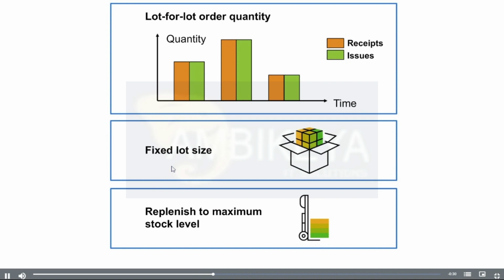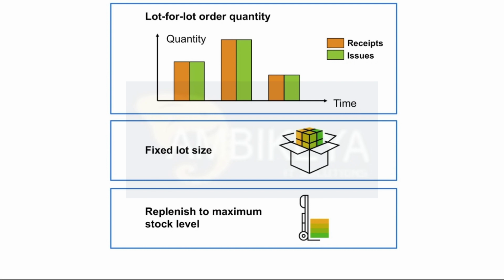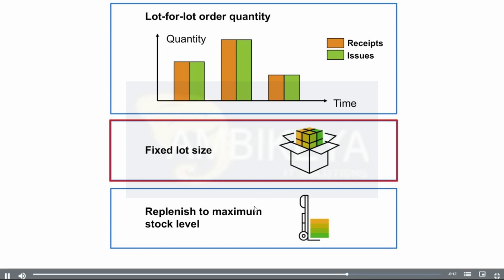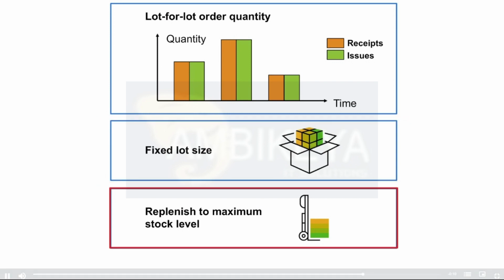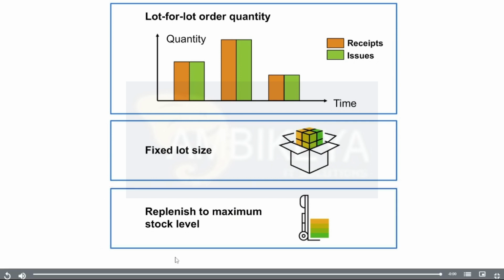If there are several issues for one day that lead to the shortage, only one order proposal is created for the shortage quantity on this date. In the case of a fixed lot size, an order proposal is created for the fixed lot size if there is a shortage. If this is not sufficient to cover requirements, the system generates several order proposals for the same date. When replenishing up to the maximum stock level, the system creates an order proposal for the amount required to reach the maximum stock level defined in the material master record.